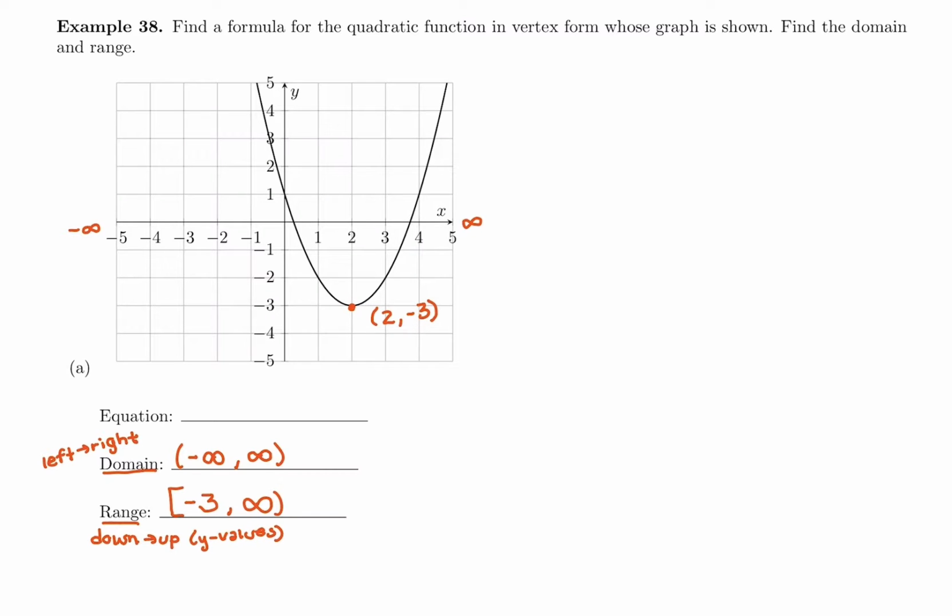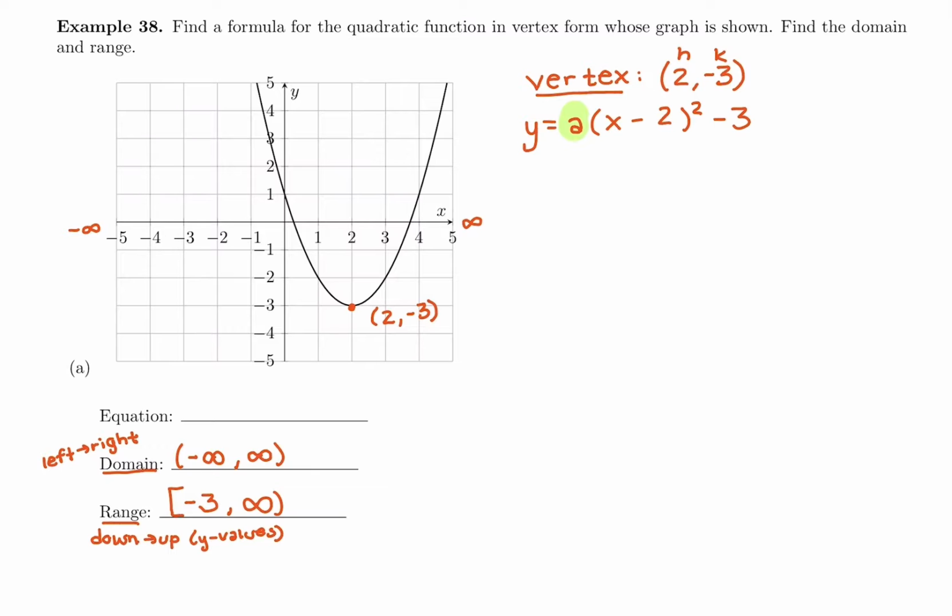So we're going to use that vertex that we just identified to start writing the equation for this quadratic. So our vertex is 2, negative 3. And so we're going to plug that into our general formula for the vertex form of a quadratic, which is a times x minus h squared, and then we have k on the outside. So x minus h is going to be x minus 2, and then k, the number on the outside, is going to be negative 3.